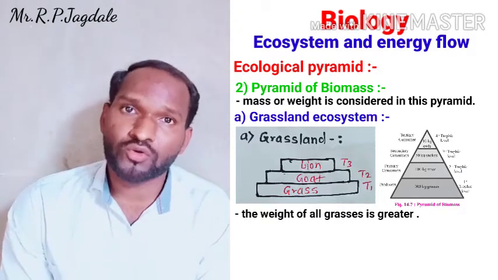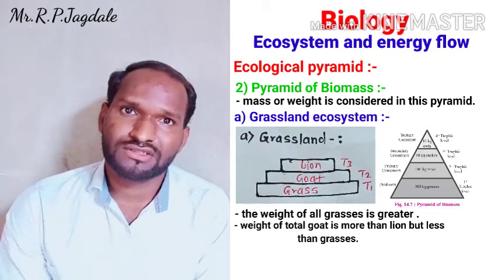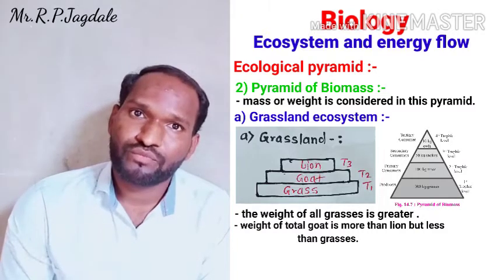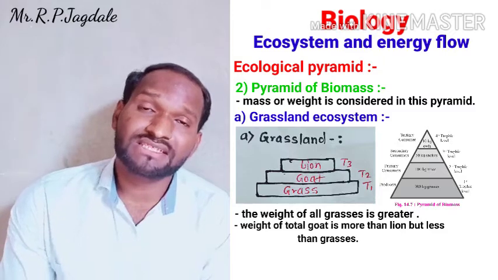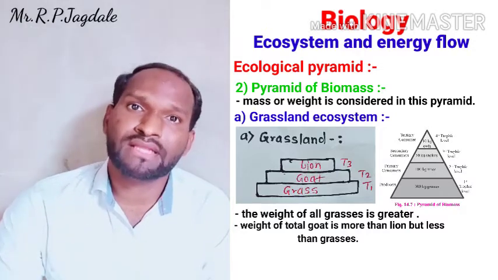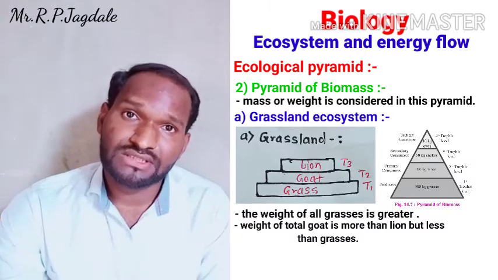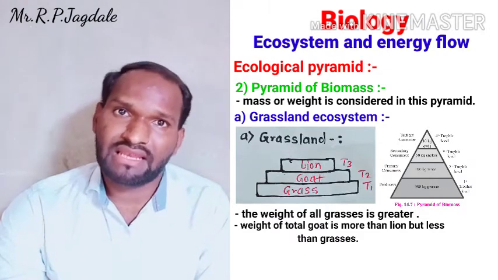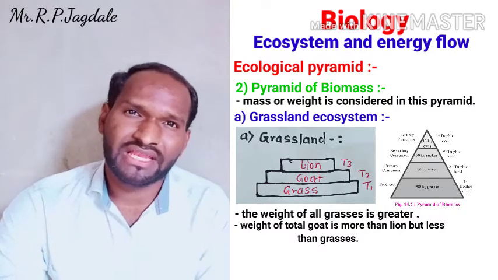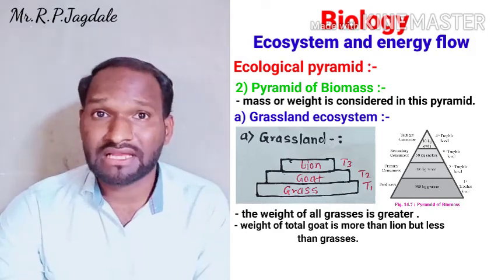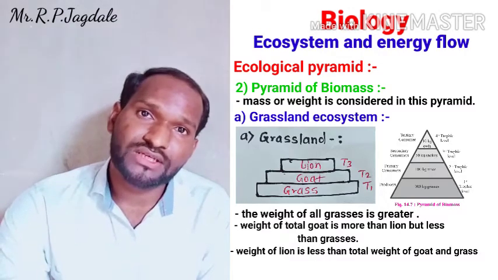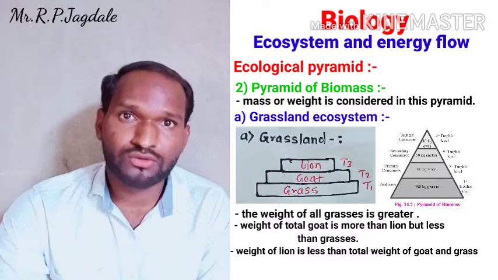Then the second trophic level, goat. The weight of goats, compared with the grasses, is much smaller, because a lot of grasses are there and they each have their own weight. The total grass weight is much more than that of the total goats. So this is the second trophic level. And again lion, the number of goats is much more than that of the lions. In each area one or two lions are there, but plenty of goats are present. So the weight of lions is much more reduced than that of the goats, total goats and total lions.